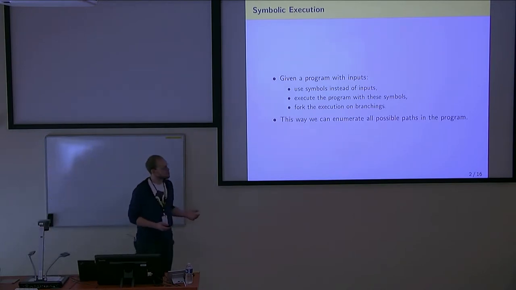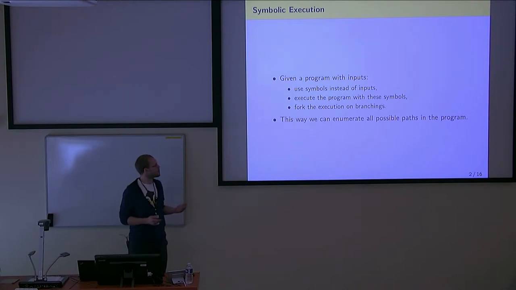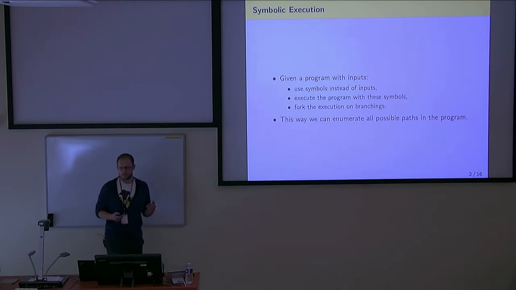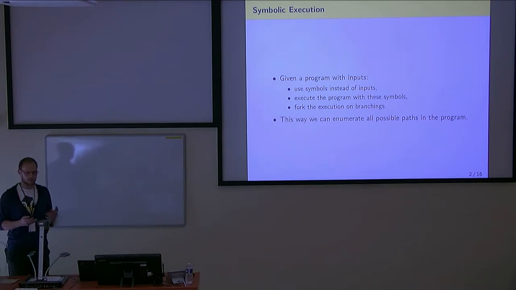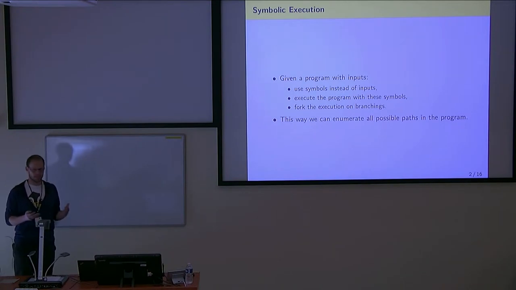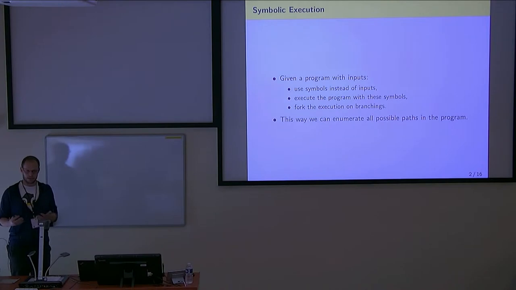Symbolic execution is, in principle, quite a simple method where, instead of concrete inputs, you use symbols. Symbols that represent an arbitrary value that the input variable can have. And with these symbols, you just execute the program. As the program runs, the instructions, instead of numbers, generate expressions over these input symbols.